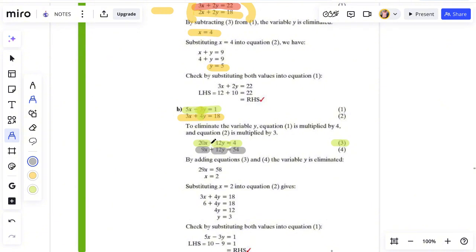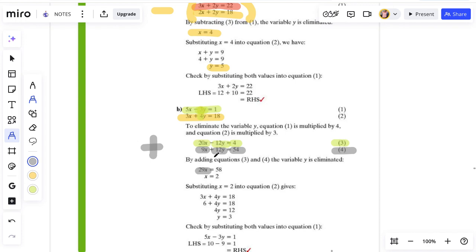Now you can see there are 12y and 12y. One is minus, one is plus. Since the signs are opposite, we add. You add equation 3 and equation 4. This one is now called equation 4. You add them. So you add 20x plus 9x, you're going to get 29x.